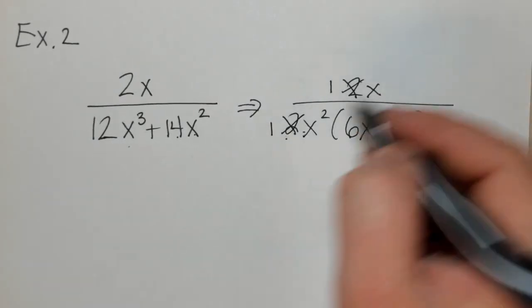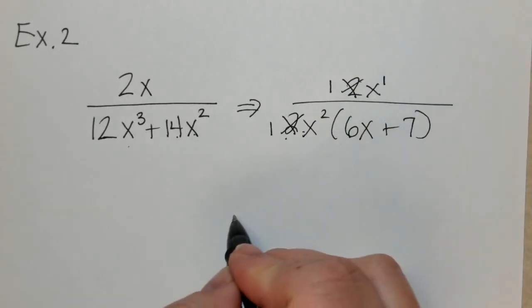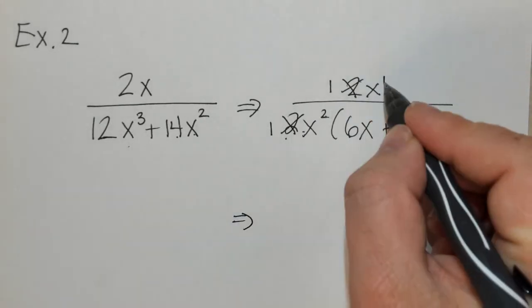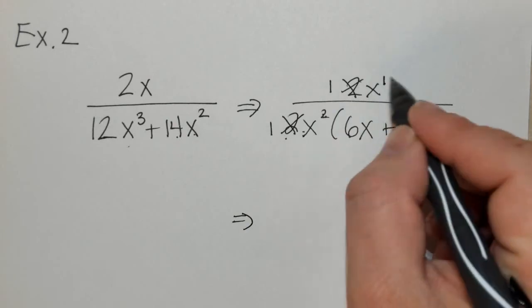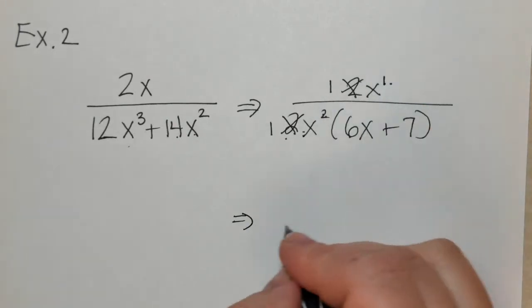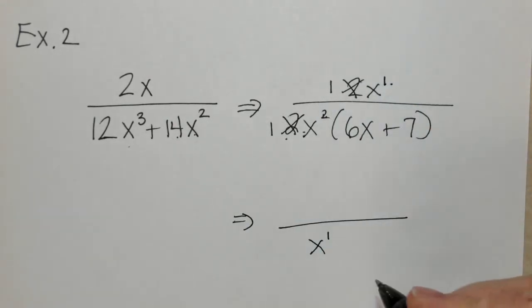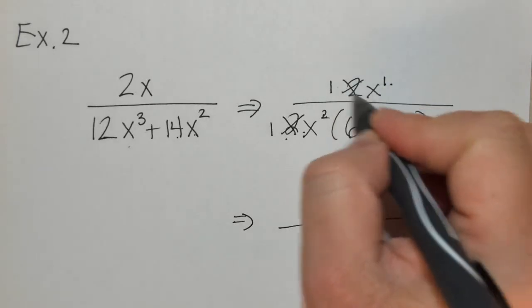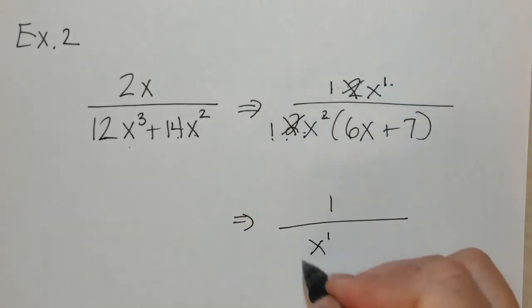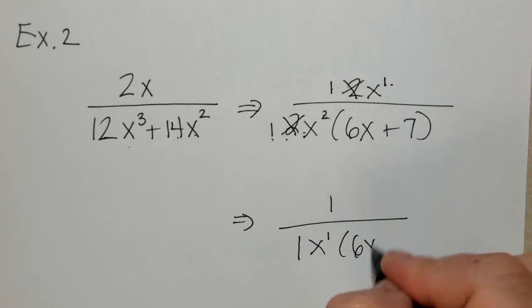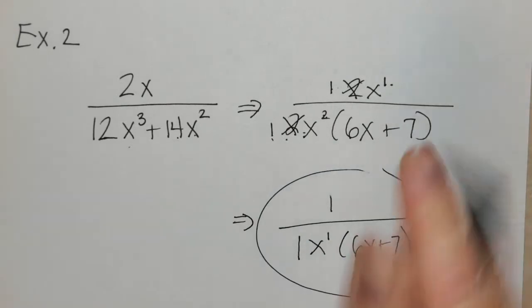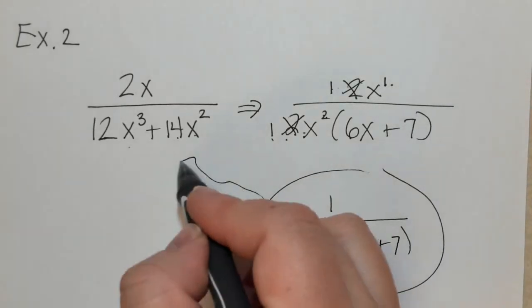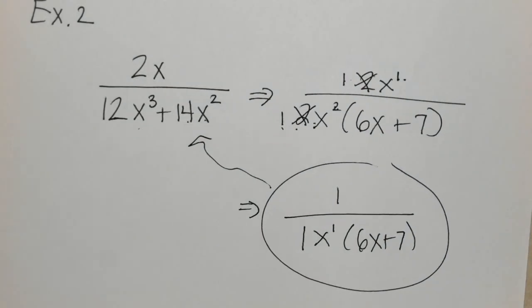And just like we did in the previous problem, we can subtract. So 2 subtract 1 is 1. 2 subtract 1 is 1. The larger exponent was on the bottom, so I put the 1 down below. Now, I have 1 on top, 1 on the bottom, and 6x plus 7. This is equivalent to this original rational expression.